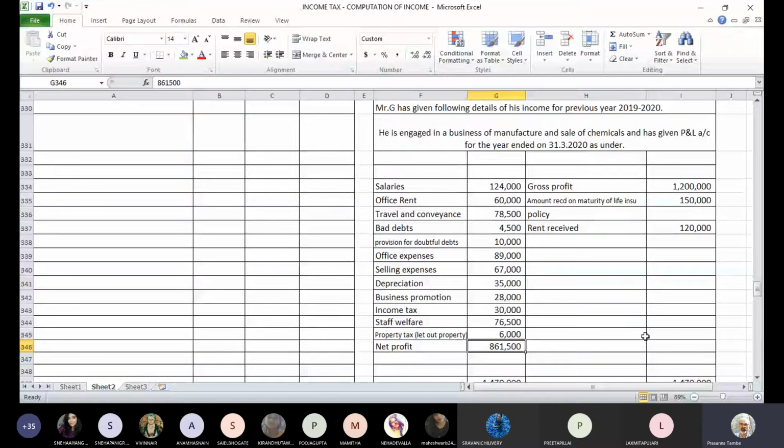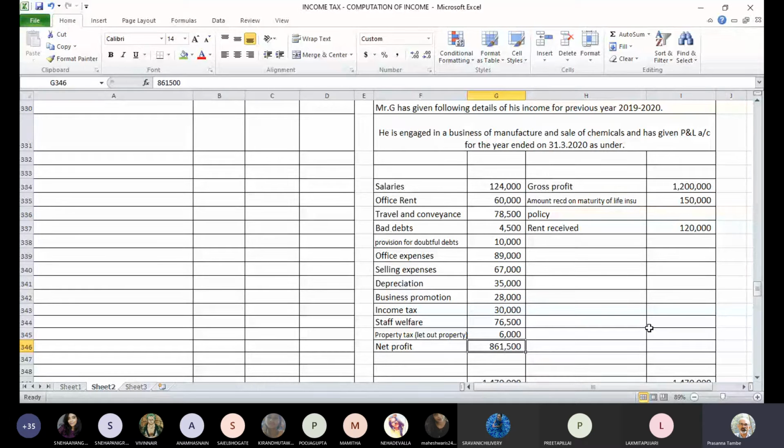Now, when you have a P&L account, our first step is to find out which is the other head of income apart from business. Because if a P&L account is given, you obviously are going to compute the income from business. But apart from that, which other head of income is involved? That also we need to check.